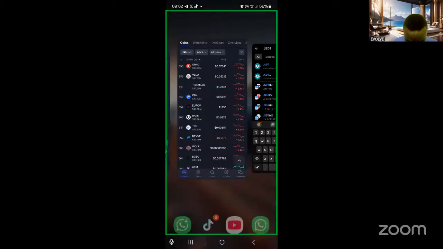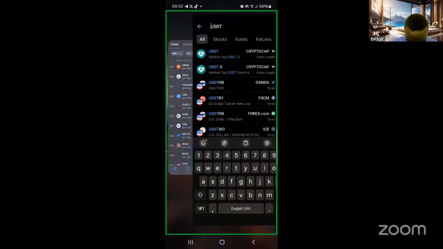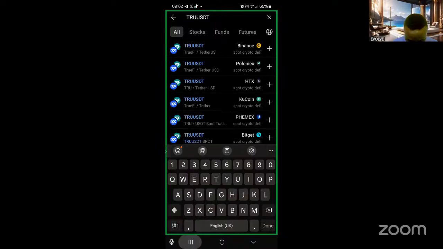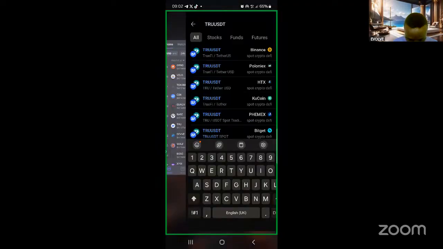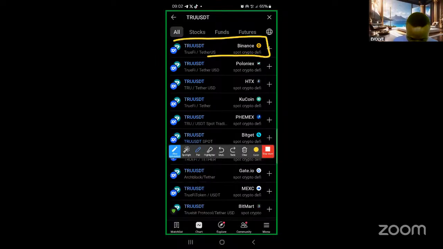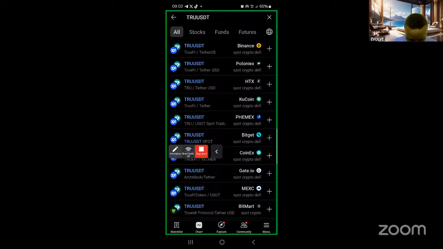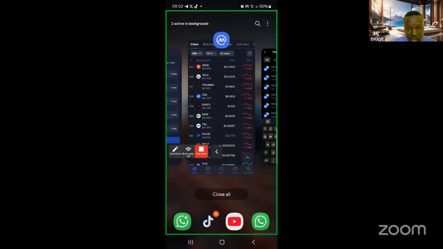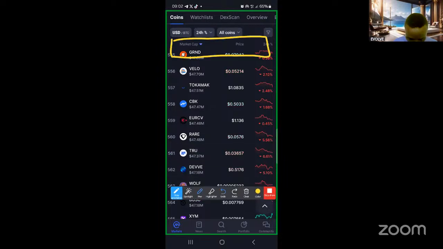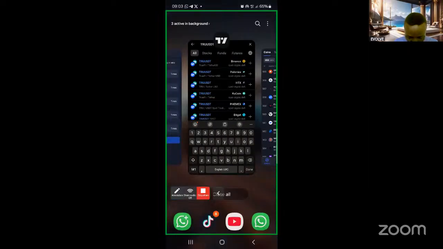Let me search one of these. TRLU. Let's search for TRLU. Yeah, we have TRLU. It is there on Binance. Can you see? It's the same. Can you see that? TRLU, this one. Number 561. Now let's check this coin, its data.